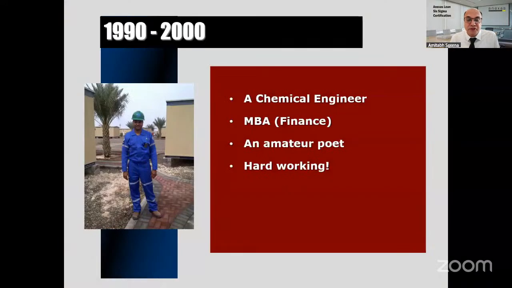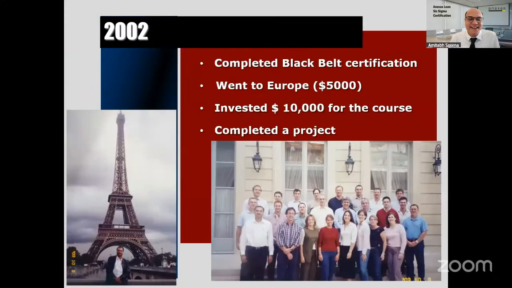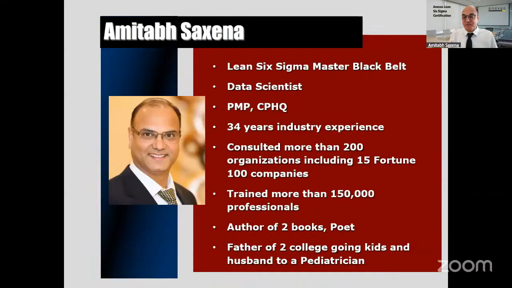About myself, I'm a chemical engineer, MBA Finance, an amateur poet also, and hardworking. I worked very hard during the first 10 years of my professional life, in shifts. I was in production with petrochemical companies, and then I became a green belt or black belt, and after that, master black belt. It used to cost a lot of money, and I traveled to Paris for that. I still remember those days and those projects. Finally, I'm a Lean and Six Sigma master black belt data scientist.